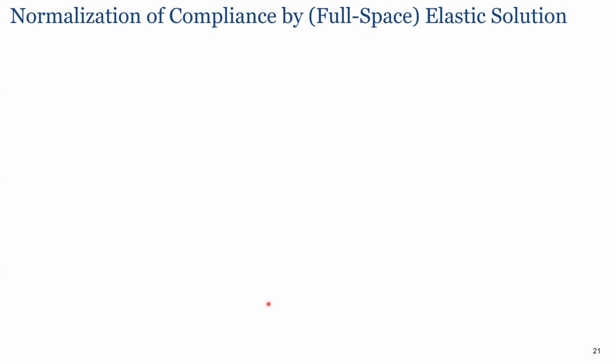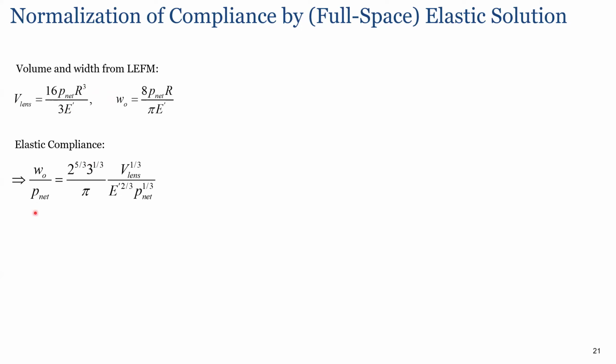So let's take a step back from the data. If I take a hydraulic fracture model for a circular lens, so any way you want to solve elasticity equations, if it is an elastic, open, circular fracture, then its volume and width are related to the radius, net pressure, and plane strain modulus via these classical LEFM relationships. From these, we can derive simply what is the elastic compliance. What's the width over net pressure?